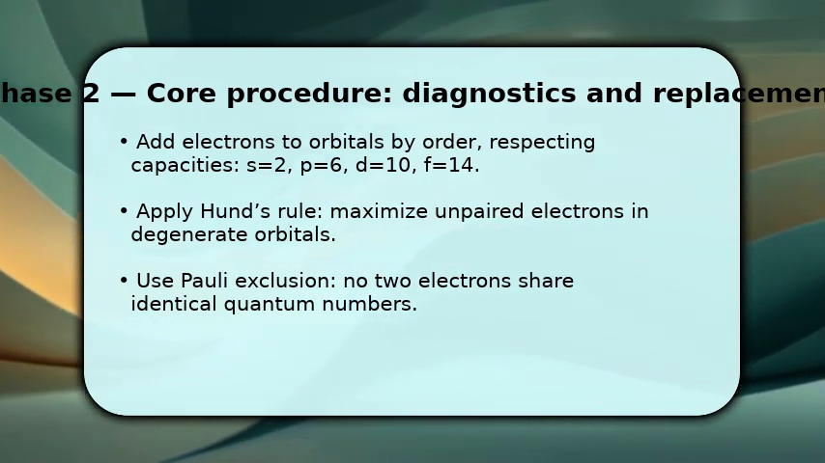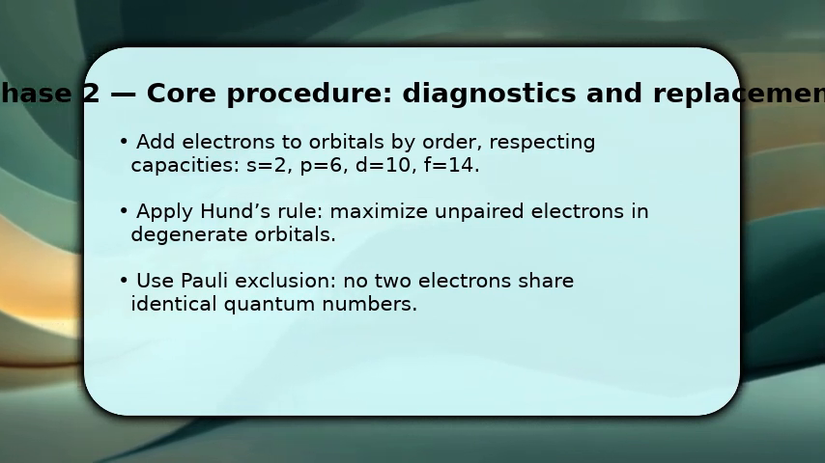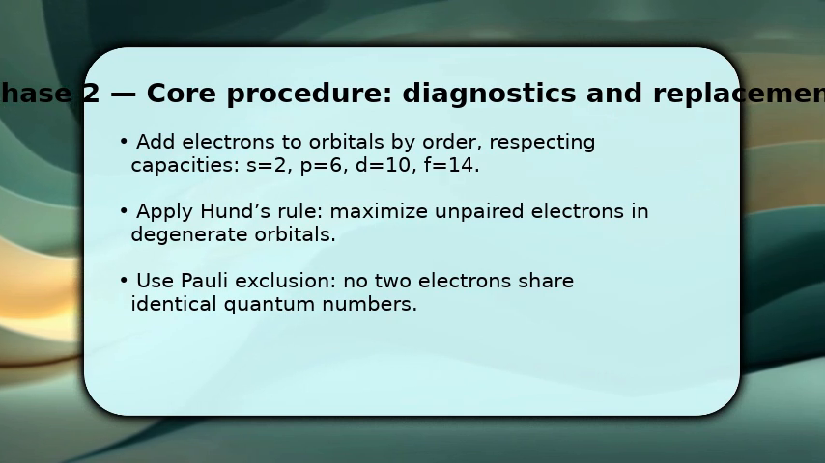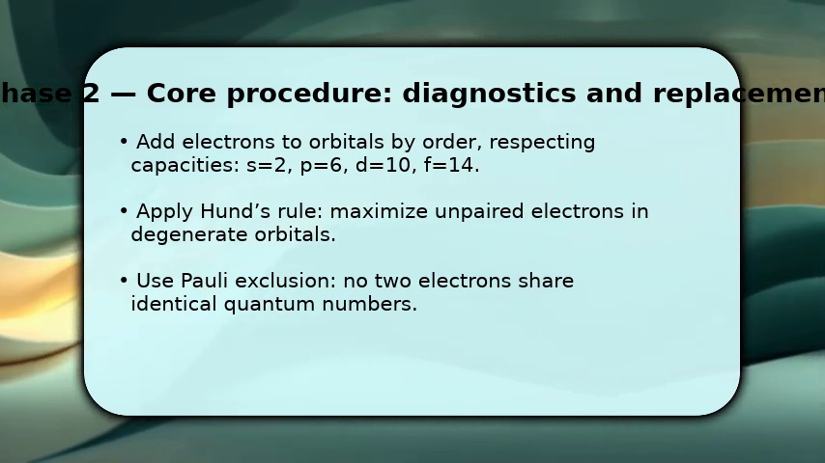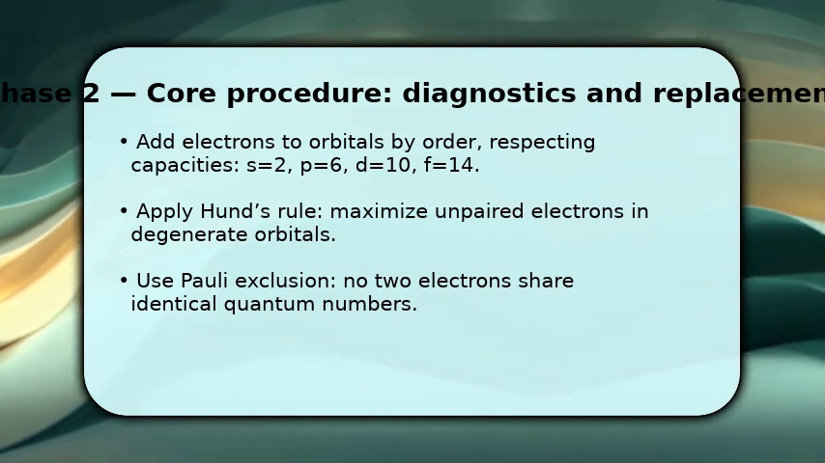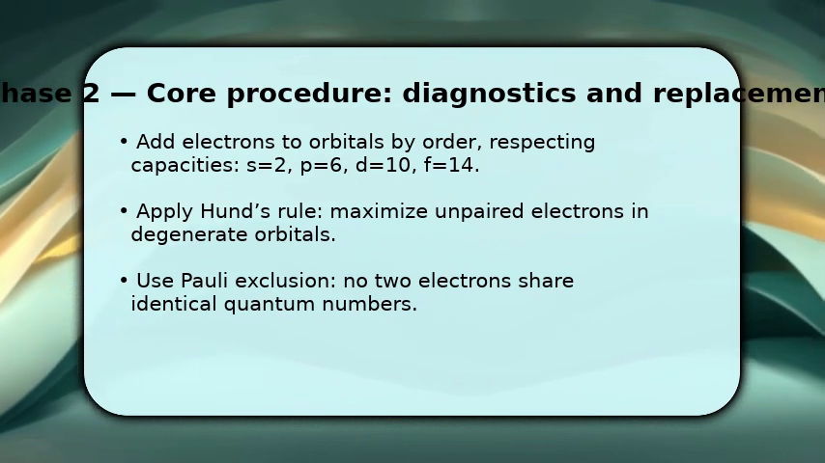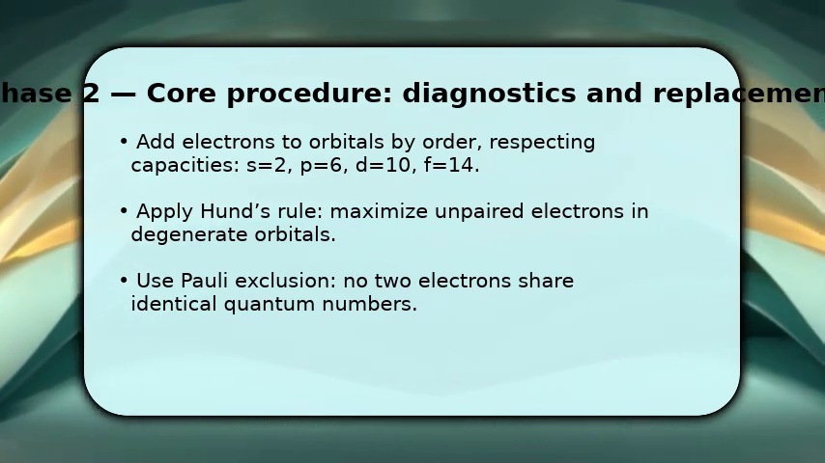As you fill a multi-orbital subshell, apply Hund's rule. Put one electron in each orbital first, then pair them. This minimizes repulsion. Also remember the Pauli exclusion principle. Paired electrons in an orbital must have opposite spins. Once you track these rules, your configuration will reflect the lowest energy, physically correct arrangement.